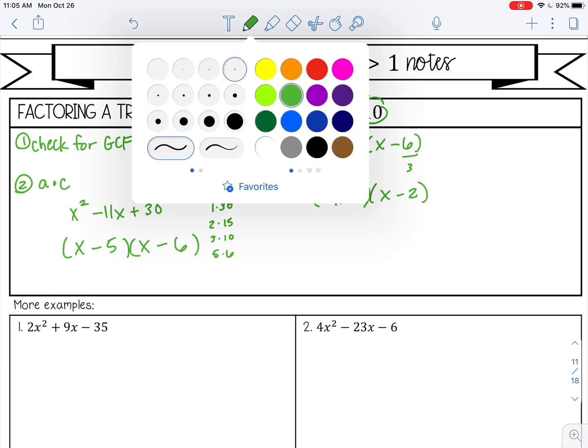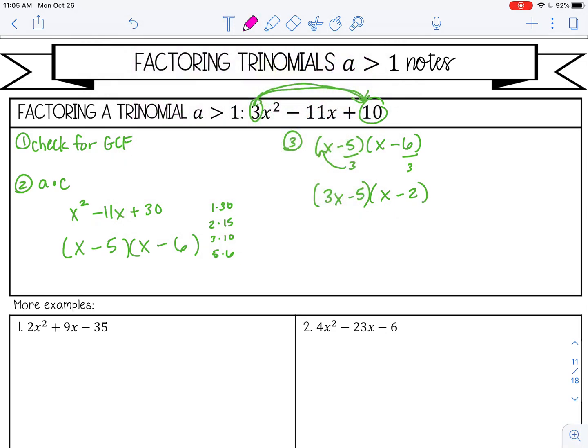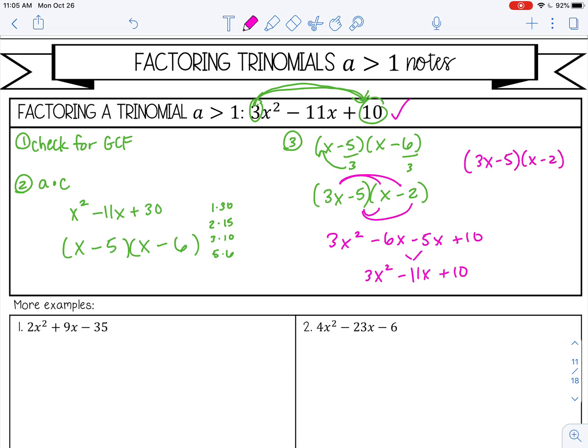Now, always check and make sure you did it correctly. So 3x squared minus 6x minus 5x plus 10. In the middle, those give us -11x plus 10, and that is what we started with. So my final answer is (3x - 5)(x - 2).